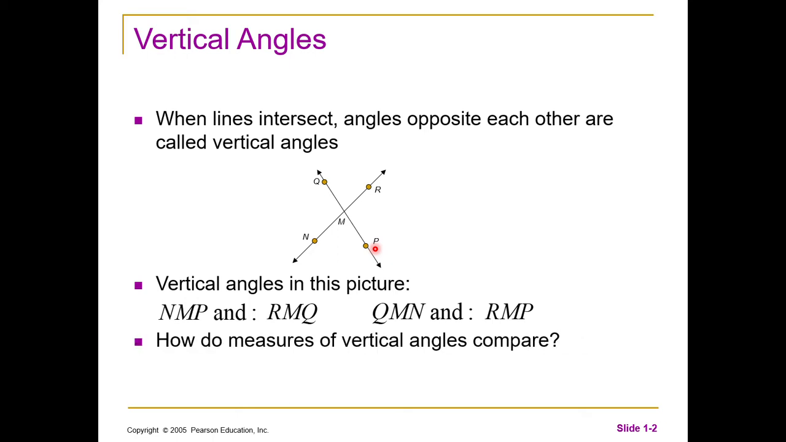Okay, how do the measures of vertical angles compare? Kasi actually, pag nakita mo naman yan, dalawa na to, equal yan. Ito, equal din to, di ba? Yung QMR tsaka NMP ay equal. Yung RMP and QMN are equal. Okay, so vertical angles have equal measures. Sabi nga dyan.